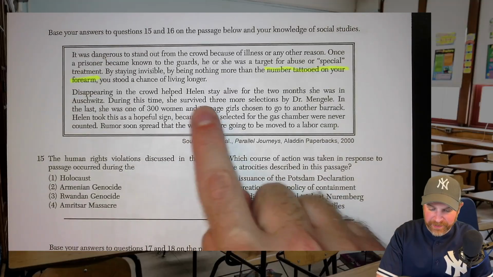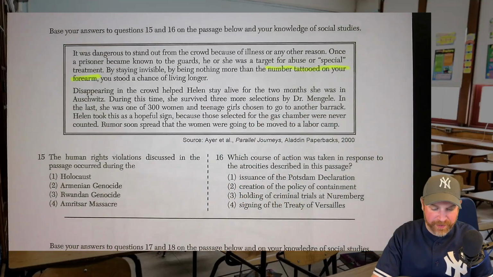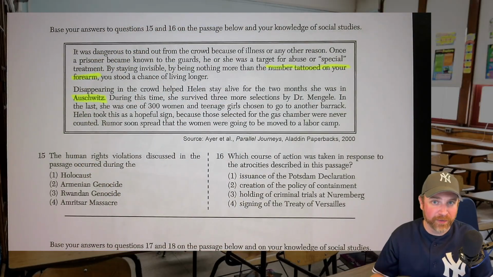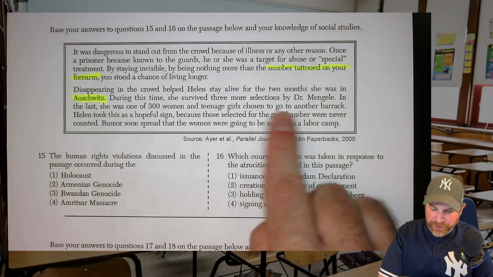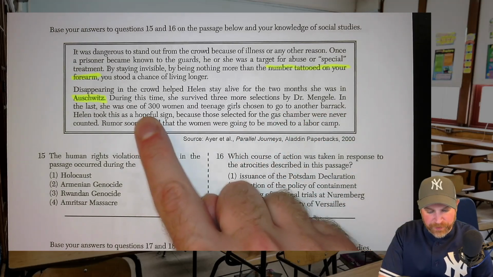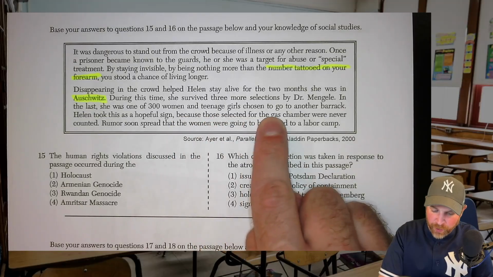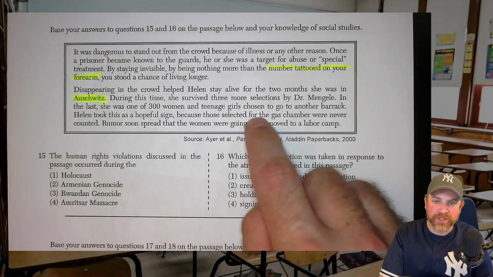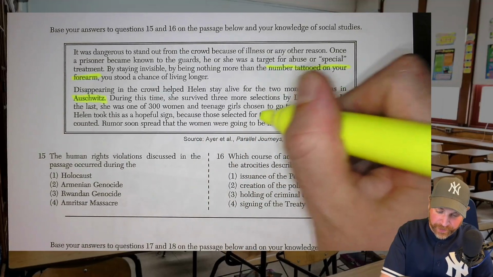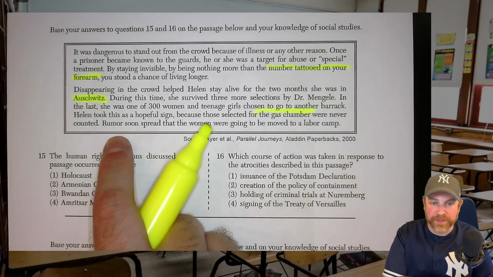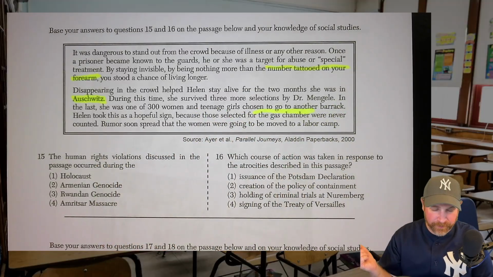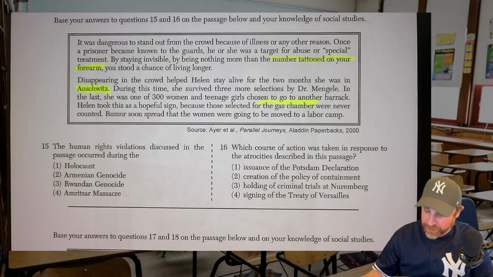Disappearing in the crowd helped Helen stay alive for the 2 months she was in Auschwitz. Okay, so I know it's the Holocaust now, because Auschwitz was probably the most brutal of the concentration camps, right? During this time, she survived 3 more selections by Dr. Mengele. In the last, she was one of 300 women and teenage girls chosen to go to another barrack. Helen took this as a hopeful sign because those selected for the gas chamber, another clue that it's the Holocaust, right, were never counted. Rumor soon spread that the women were going to be moved to a labor camp. Okay, so now we know it's the Holocaust, so that makes 15 pretty easy, right?